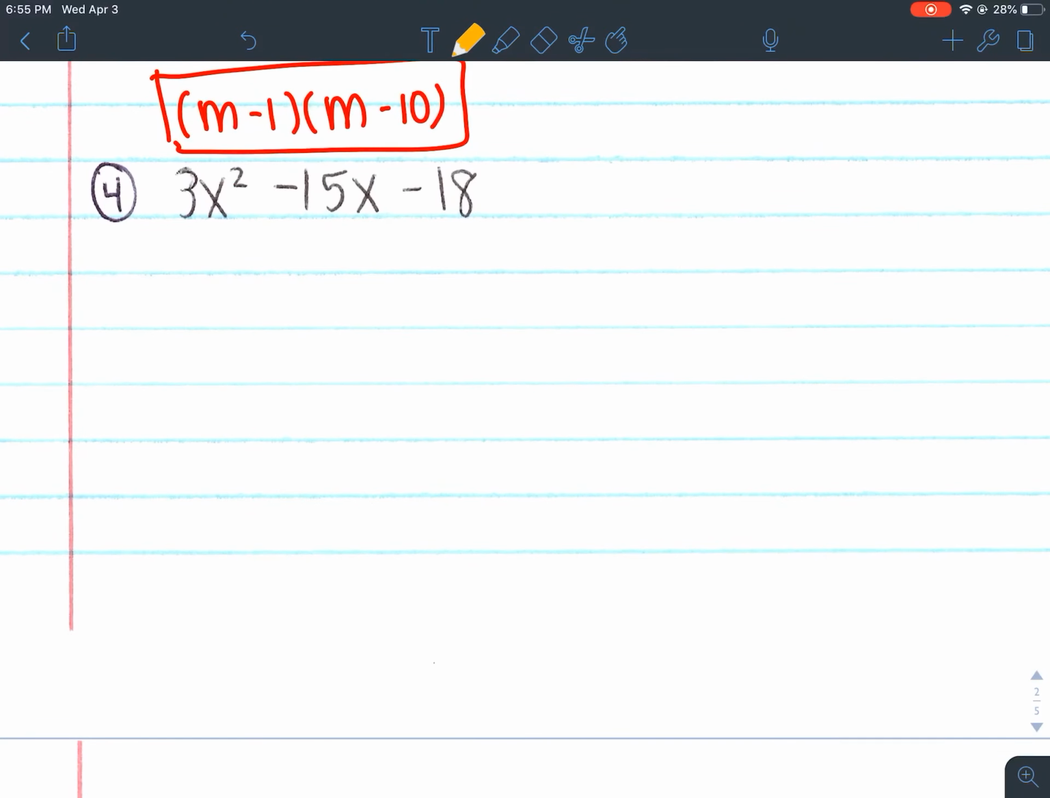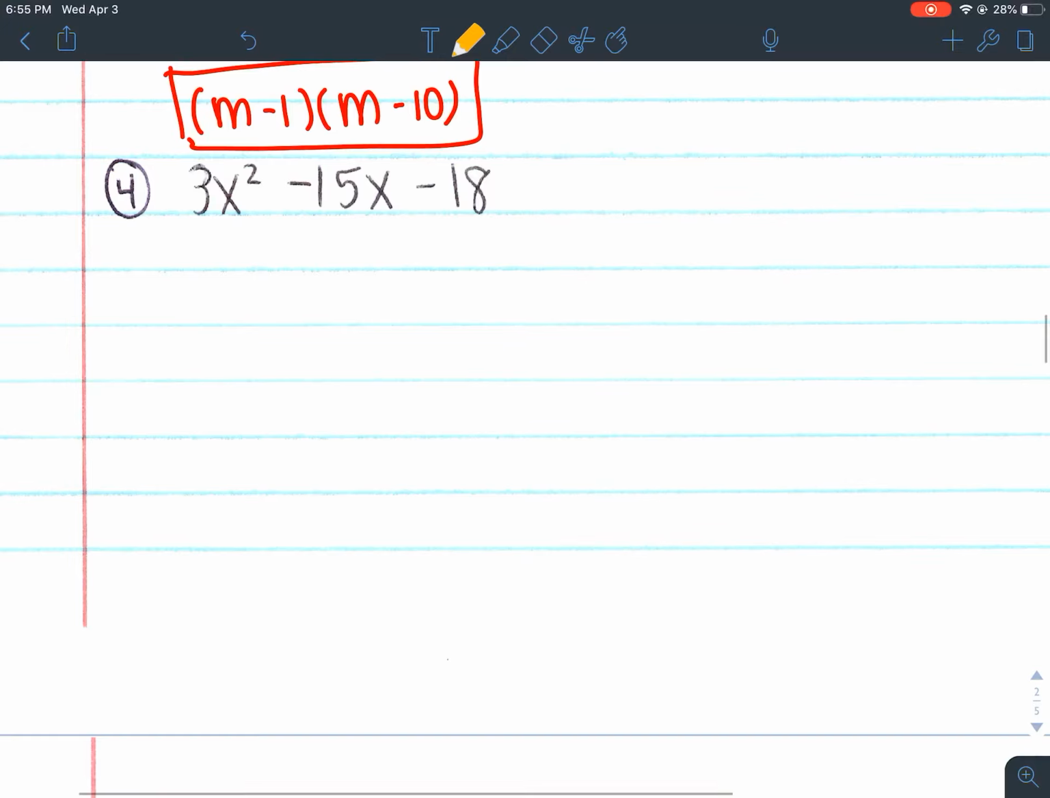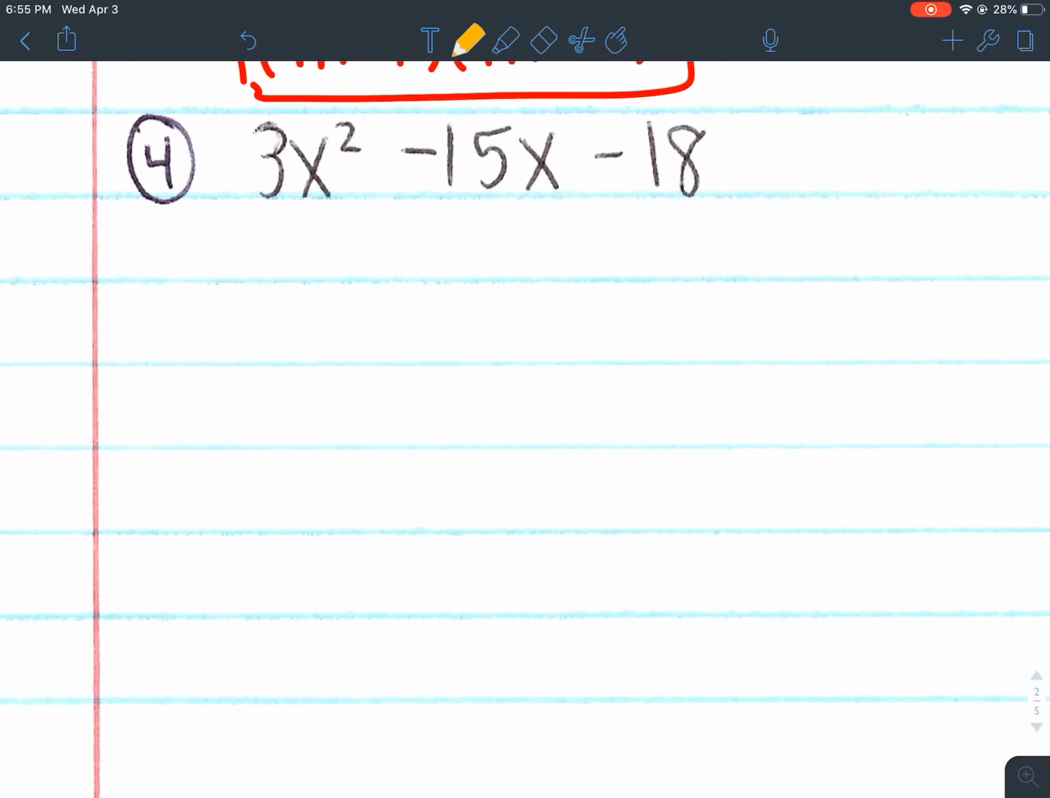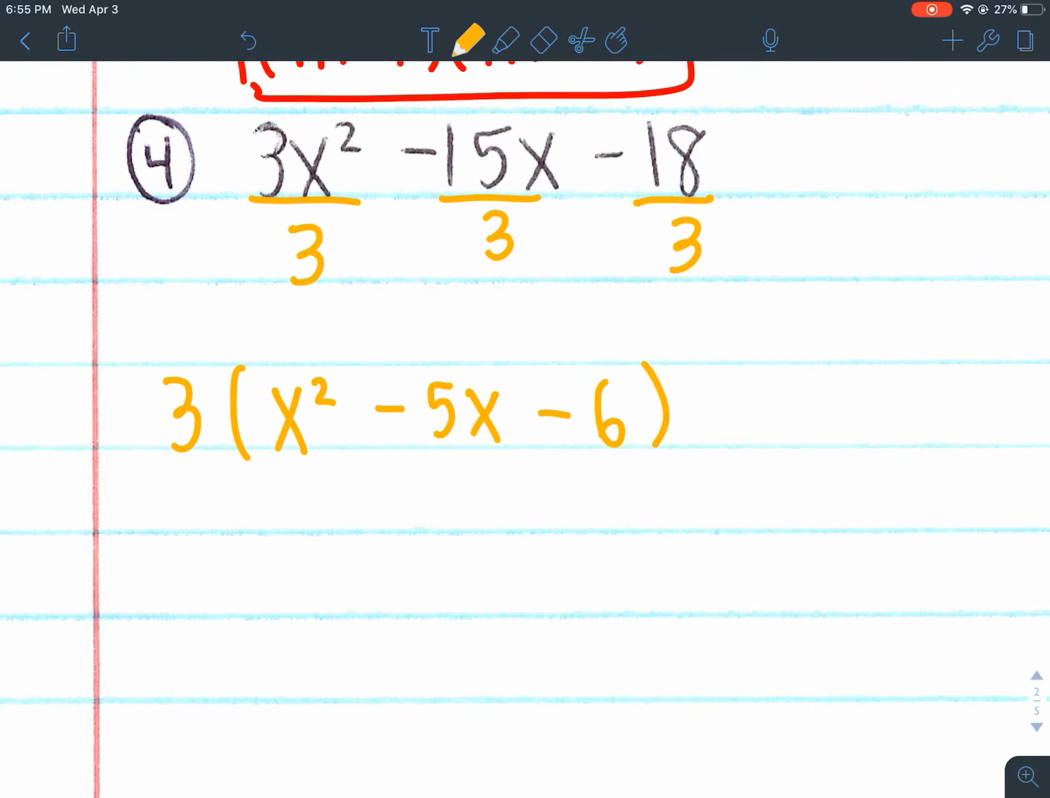Next, we need to do number 4. So, always check for a what at the beginning? GCF. So, GCF here, do I have one? I actually do have one. So, my GCF here is actually a 3. I can factor out this 3. Okay, so I'll have 3x squared minus 5x minus 6.